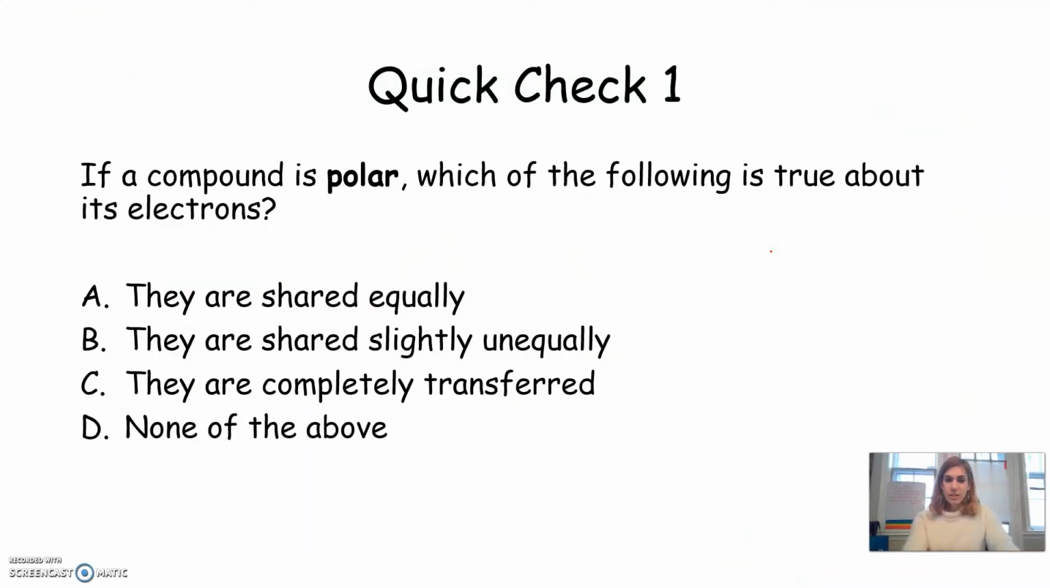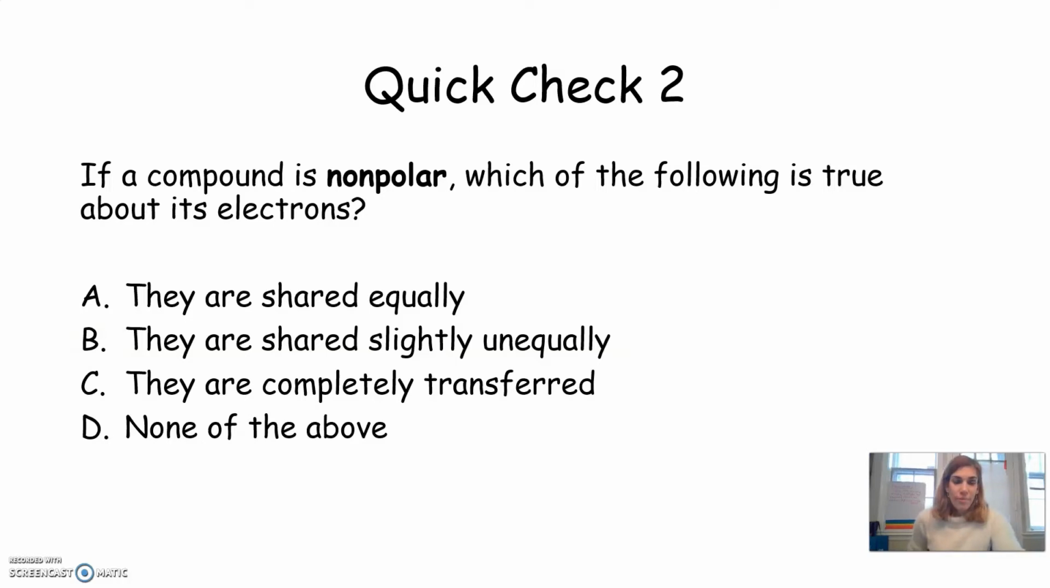So just a quick check. If a compound is polar, which of the following is true about the electrons? They are shared totally equally, they're shared unequally, or they're totally completely transferred. Which one most closely matches this? I'll give you a hint, the answer is not D. So the answer for polar is B. They are shared slightly unequally. It's this unequal sharing. One is hogging more than the other. They're still sharing, it's just unequal.